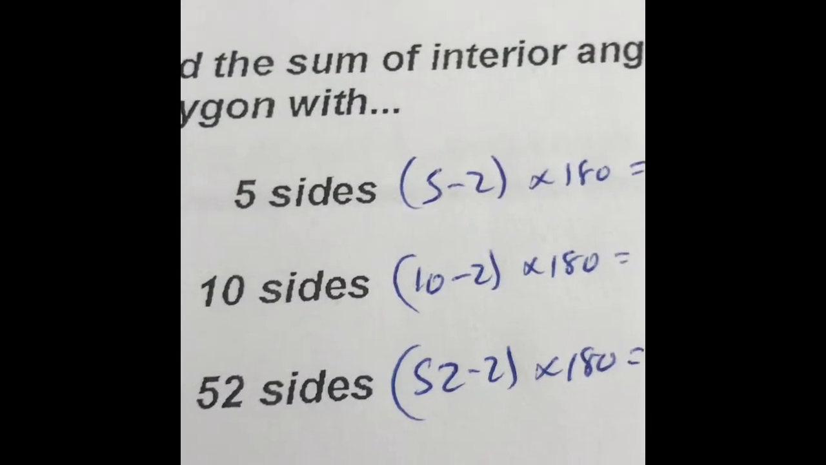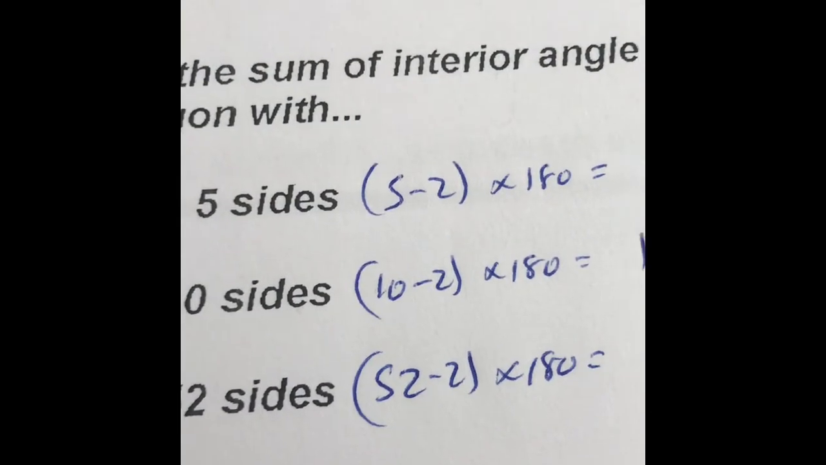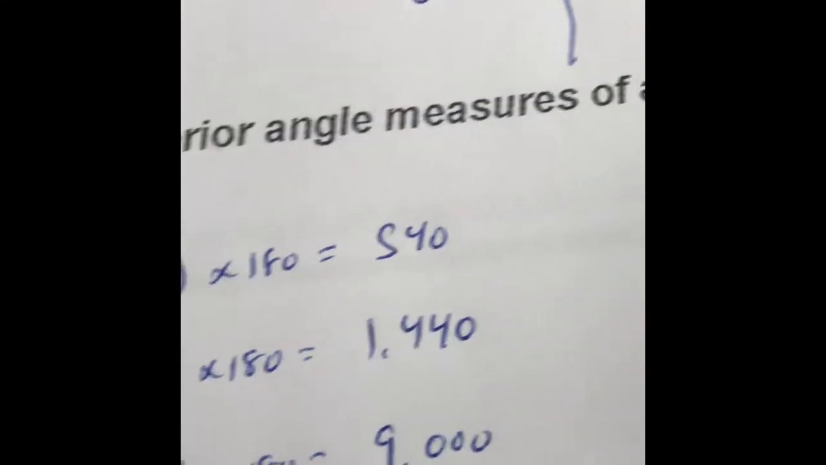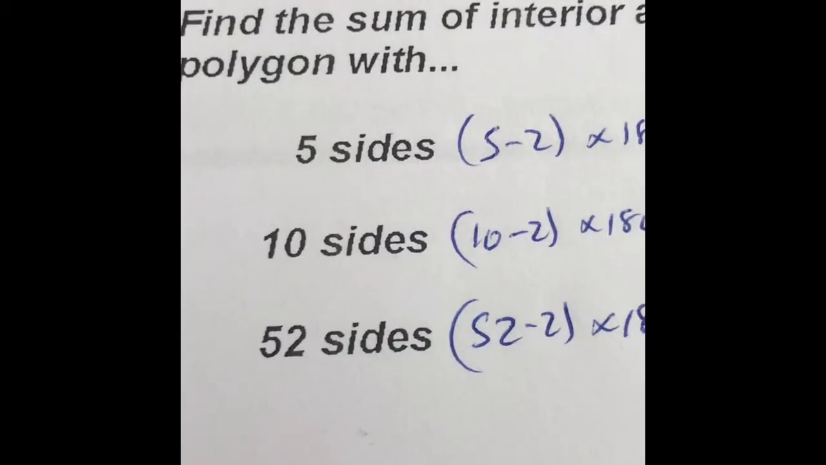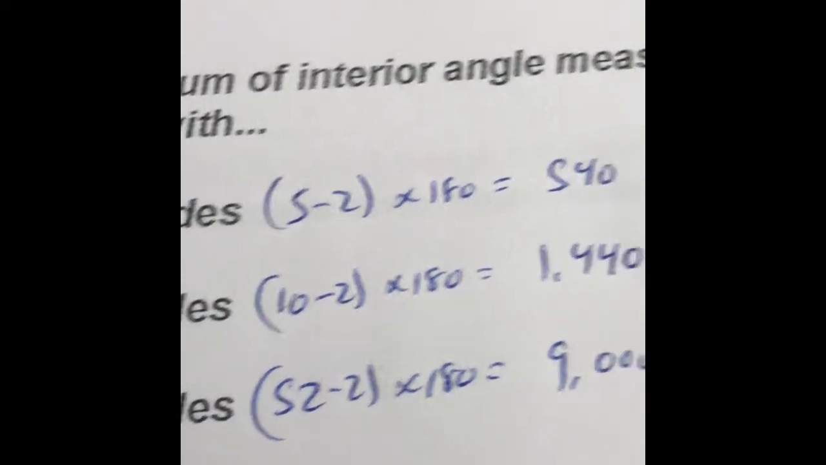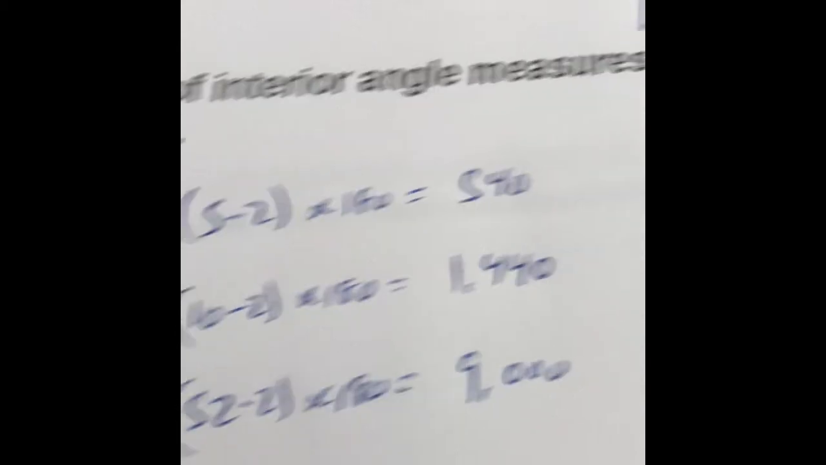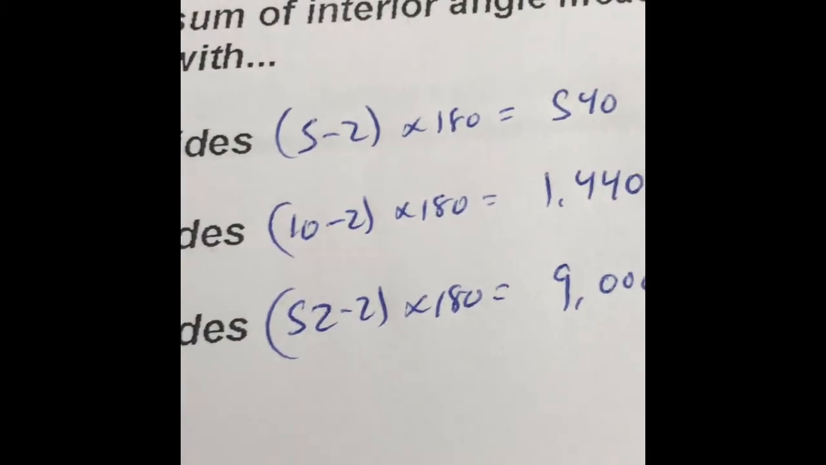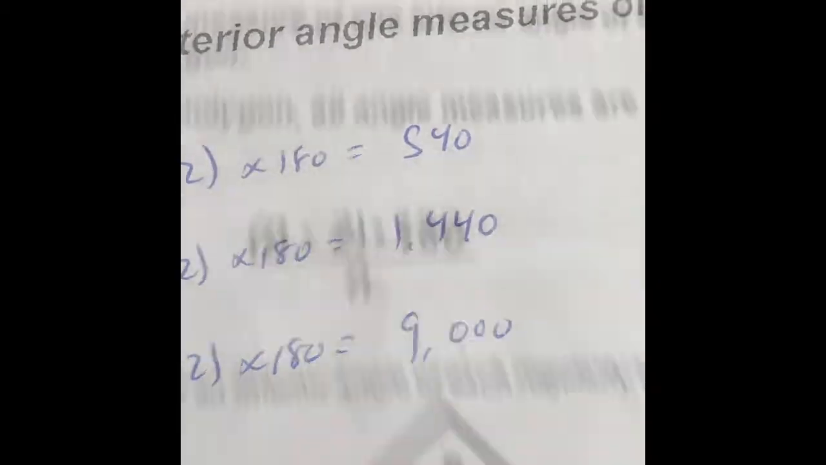So a 5-sided shape, that's a pentagon. Subtract 2 to get the number of triangles, which is 3 triangles times 180 degrees. There is 540 total degrees in the pentagon. The 10-sided shape, which is your decagon, 10 minus 2 is 8 possible triangles times 180 is 1,440 degrees. And 52 sides, 52 minus 2 is 50. 50 times 180 is 9,000 degrees.